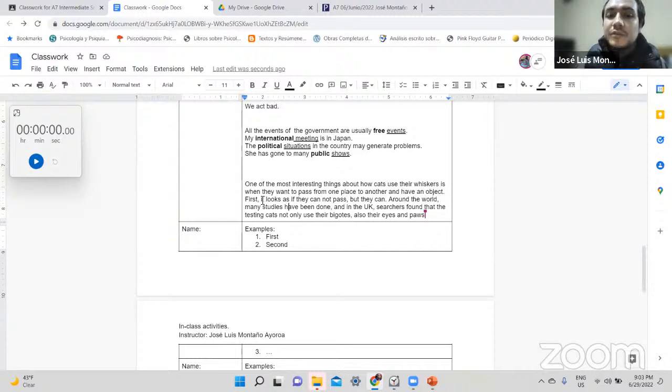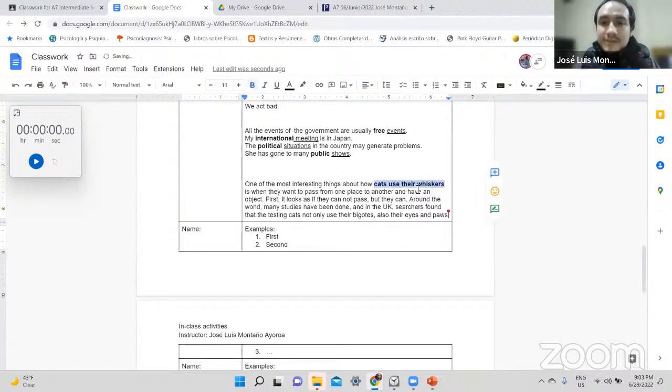Let's follow the Google's ideas: as if they cannot pass, but they can. But again, if you want to say parecer, remember you can say "looks" or "seems," but you always use that with "it." If you say "the," it's going to be incorrect. Only: first, comma, it looks as if they cannot pass, comma, but they can, period. Around the world, good, you're giving more ideas, that is correct. But I'm going to be identifying here. You have these ideas. This is the plural, indefinite plural, right? So very good.